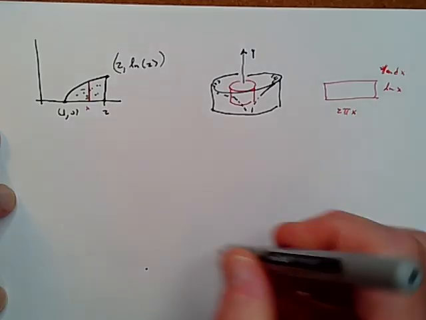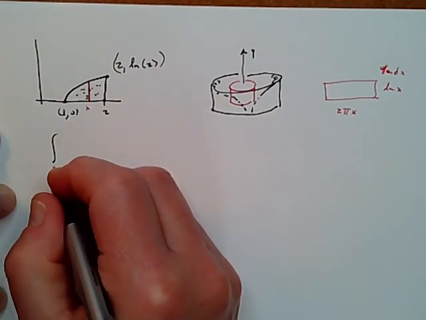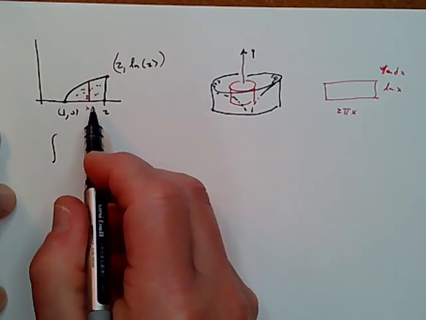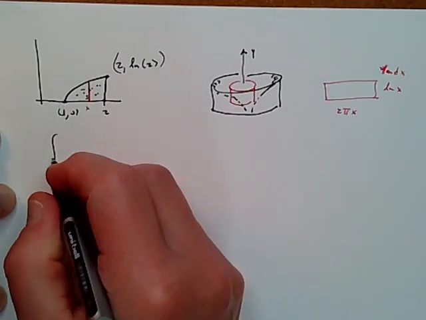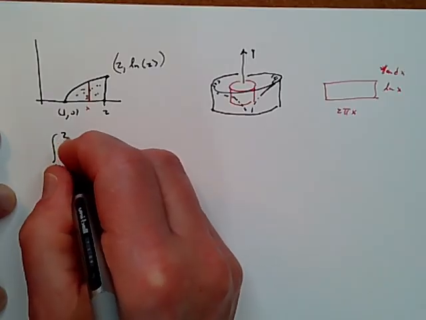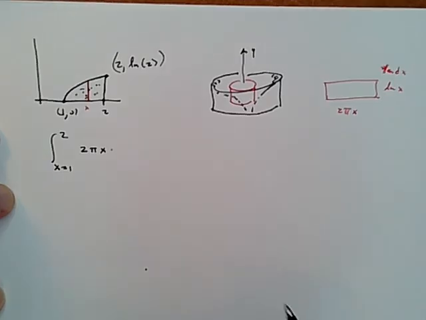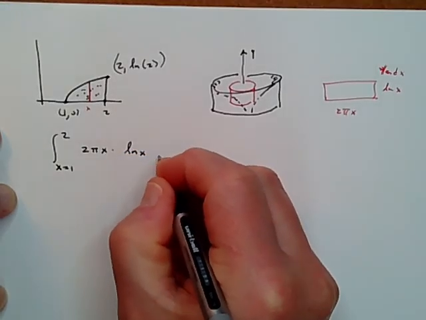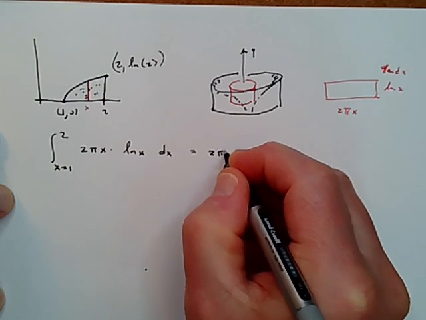Okay, so I'm looking at the integral from the smallest sensible x to the largest sensible x. Well, when you look at the slices, the smallest x can be 1. The largest x can be 2. So the integral of 2 pi x ln x dx. Obviously, a person would bring out the 2 pi.